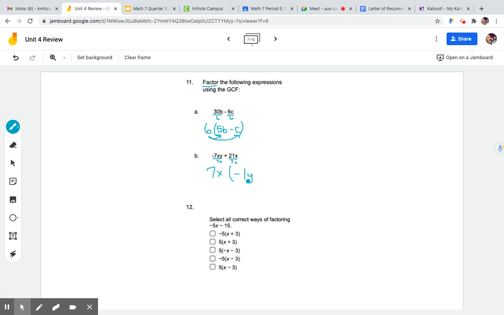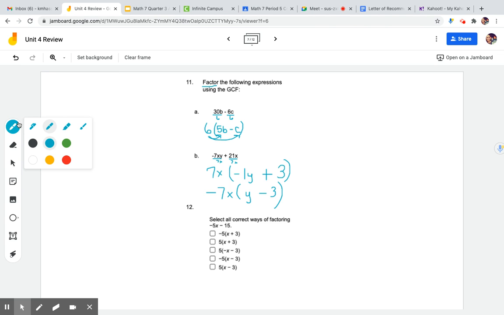So negative 1y, or negative y, plus 21 divided by 7 is 3. And those x's, x divided by x is 1. So we're left with 7x minus 1y, or just minus y, plus 3. I could have also factored out a negative 7x, which would just leave me the opposite signs here, y minus 3. Either of these are fine.